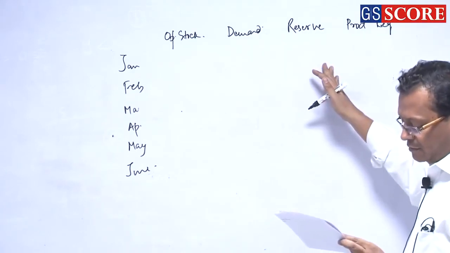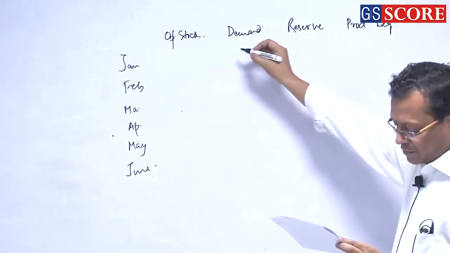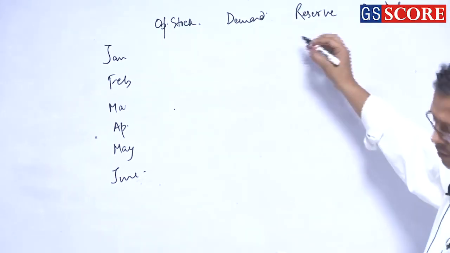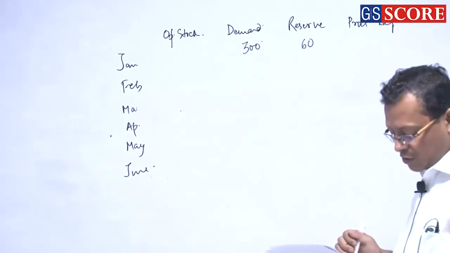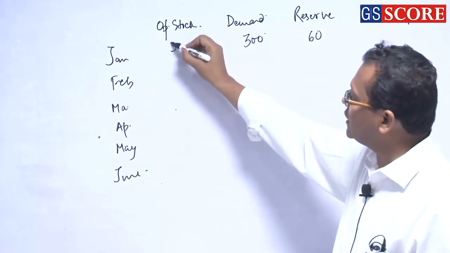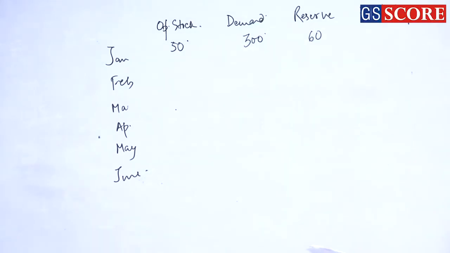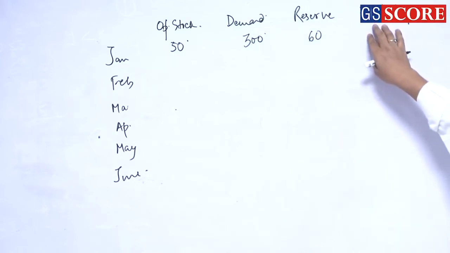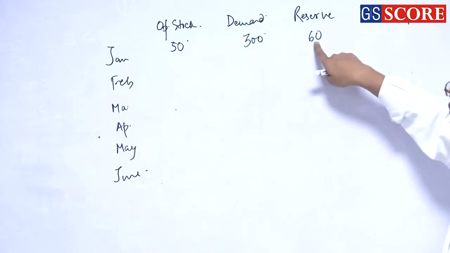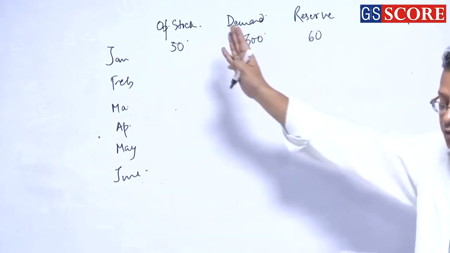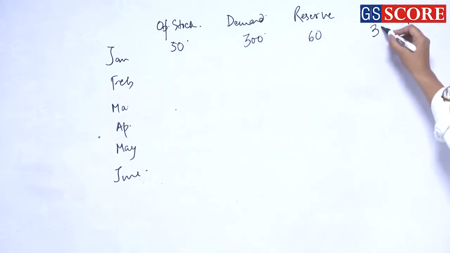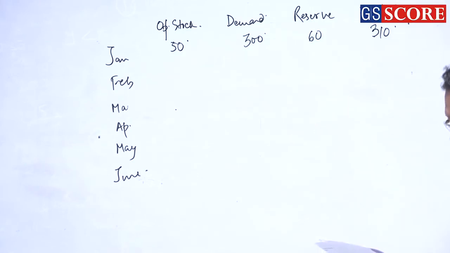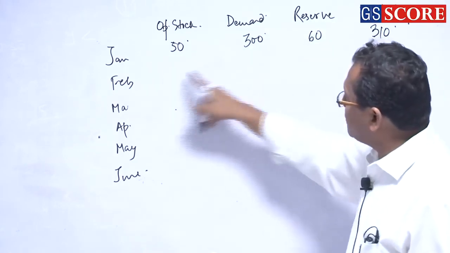So 20% of monthly demand is how much? 20% of 300. Jan is 300. So 20% of 300 is 60. The demand is given to be 300. The opening stock is 50 units, right? Opening stock for January is 50 units. So what is the production requirement? So demand 300 plus reserve 60 minus opening stock, you have to subtract it. So the production requirement for Jan will be 300 plus 60 minus 50 is how much? 310. Clear or not?